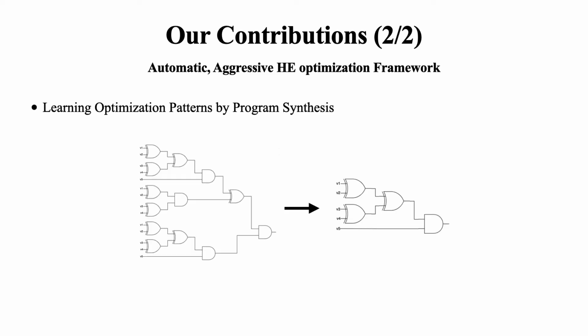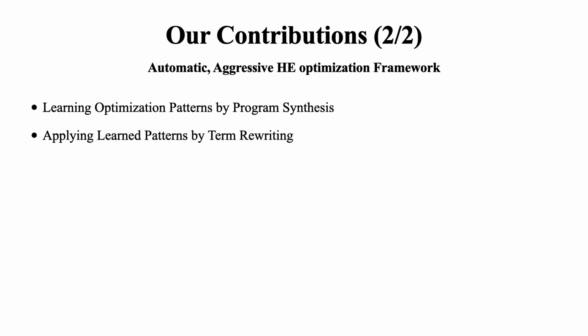Our system learns optimization patterns by program synthesis. An interesting point is that some of these machine-found optimization patterns, like the below example, are so aggressive that we can hardly imagine them for human-devised optimization techniques. Then, we apply the learned patterns by term rewriting. Semantic preservation and termination of the optimizations are guaranteed.